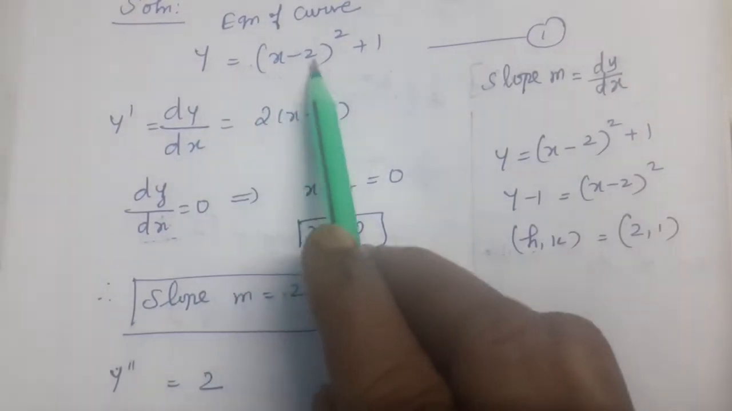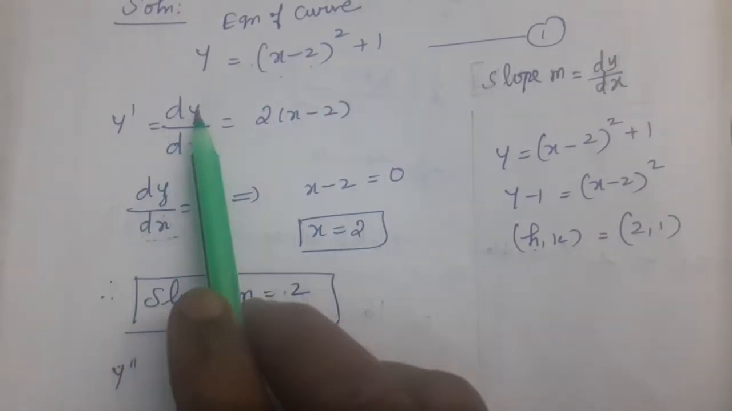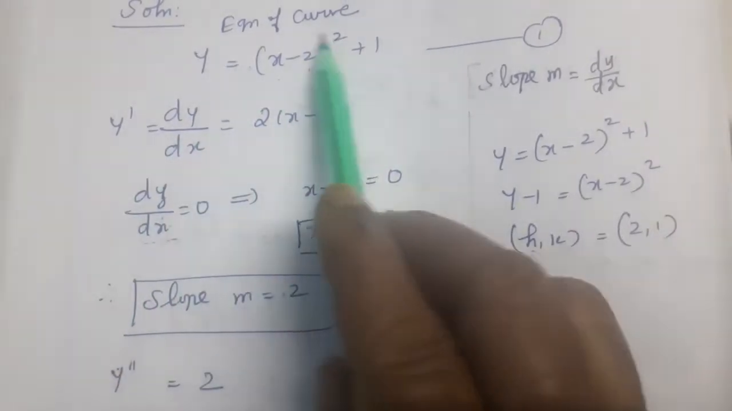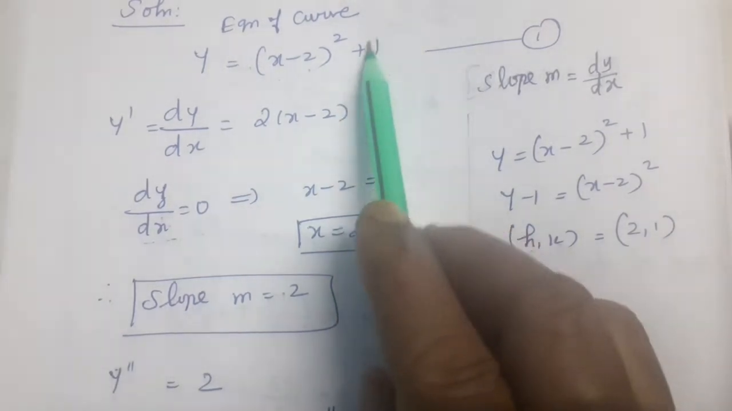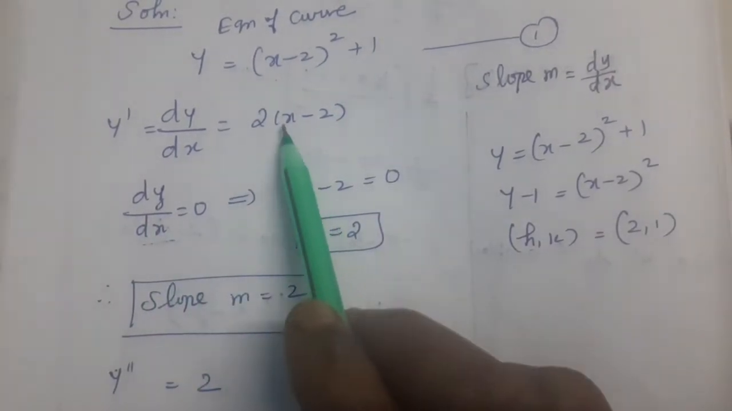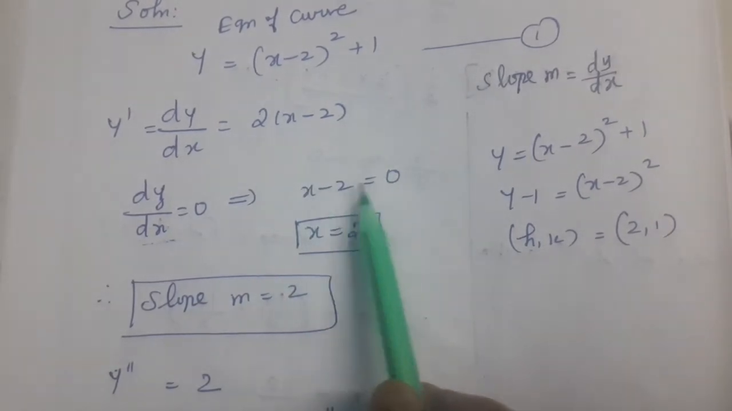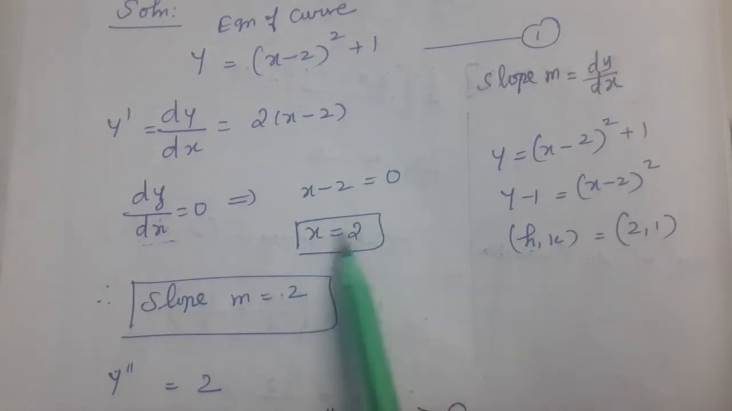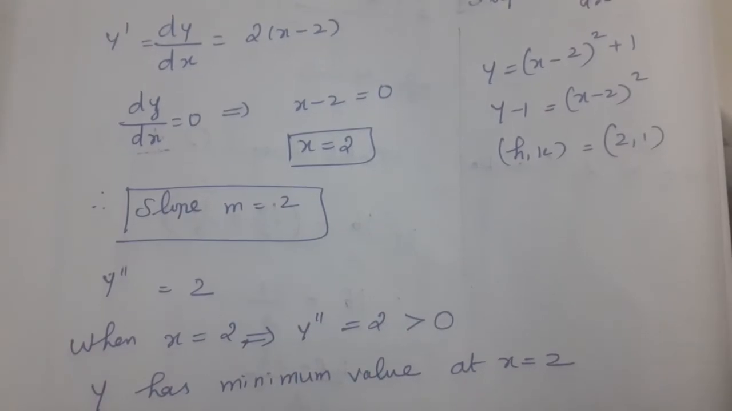So y equal to (x minus 2) whole square plus 1. y dash, that is dy by dx, is equal to 2 into (x minus 2). The constant becomes 0. Now dy by dx is equal to 0 implies 2 into (x minus 2) equal to 0, which means x minus 2 is 0, that is x is equal to 2. Therefore slope m equal to 2.